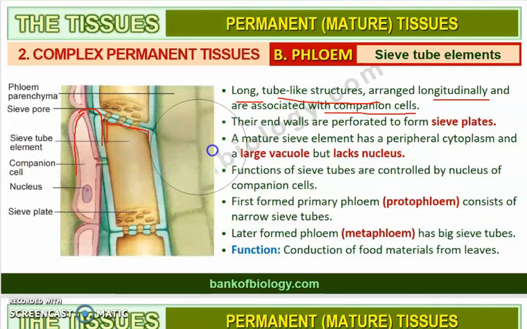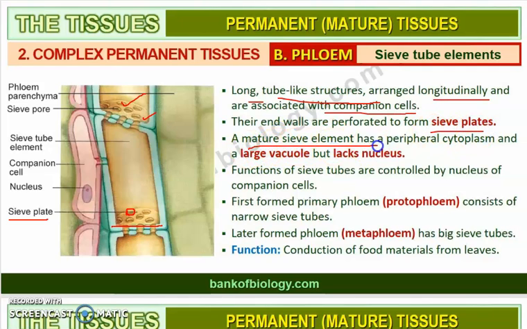And their end walls are perforated to form sieve plates. You can see in this diagram, they have shown the end walls. You can see the end walls here. This is the end wall of one sieve tube element. Okay, and in their end walls, they are perforated to form the sieve plates. You can see many perforations here. Perforations means small holes, right? So they are perforated to form the sieve plates. So these are all sieve plates.